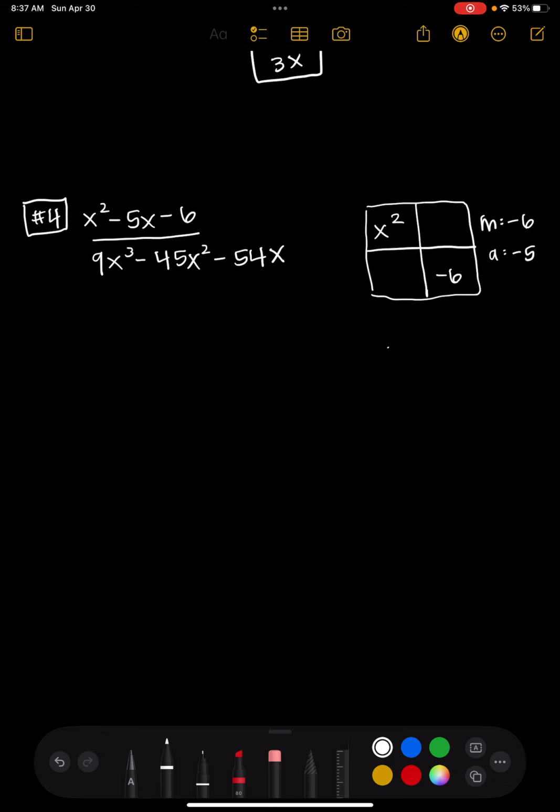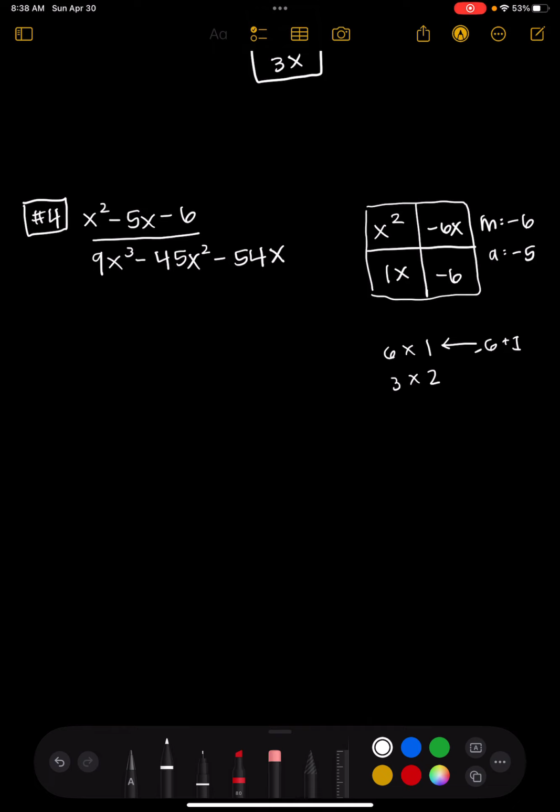Okay, so for 6, we can do 6 times 1 or 3 times 2. Now this one is a little bit confusing because both of these could work to add to be 5, but in order for it to multiply to be -6, only one of them can be negative, which means I'm going to use this 6 and 1, because if I do -6 and a +1, I get -5 when I add, and I get -6 when I multiply. So I'm going to do -6x in one box, 1x in another box.